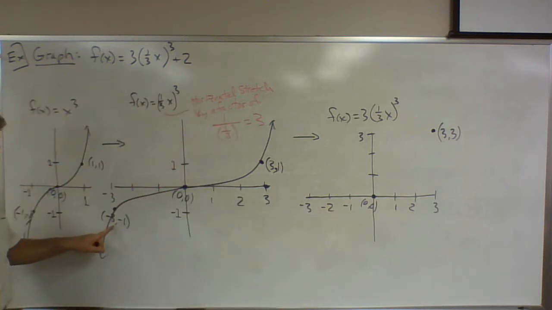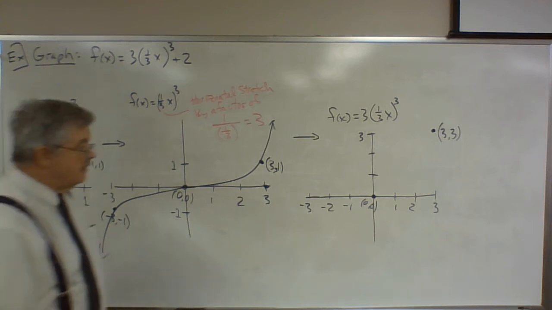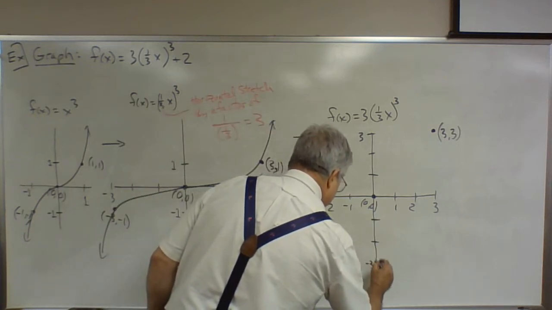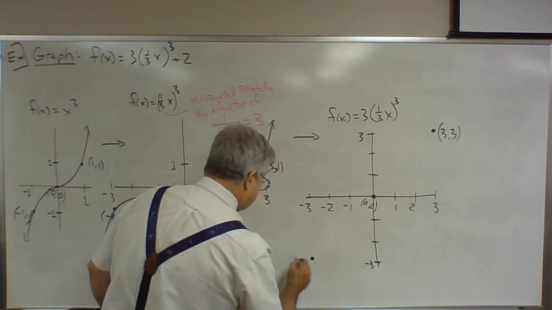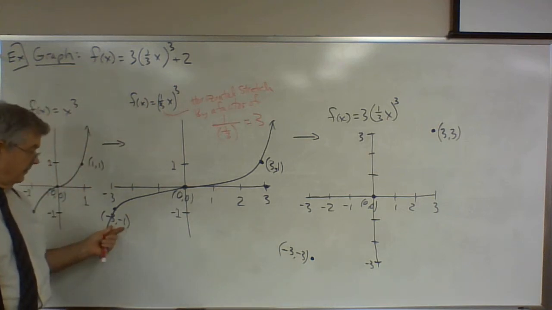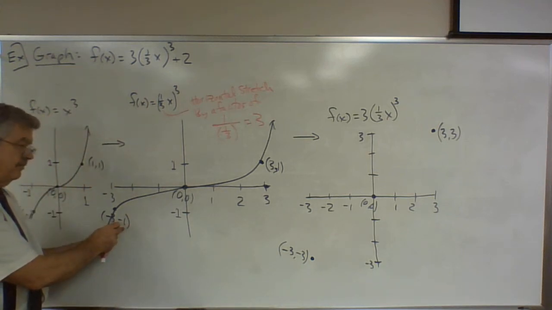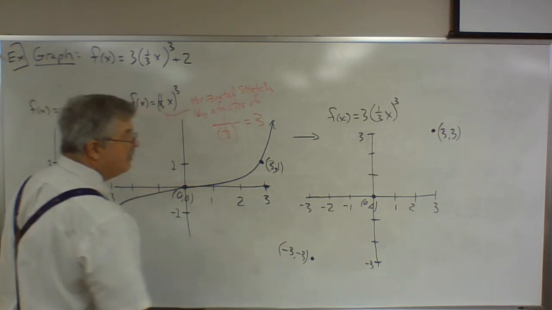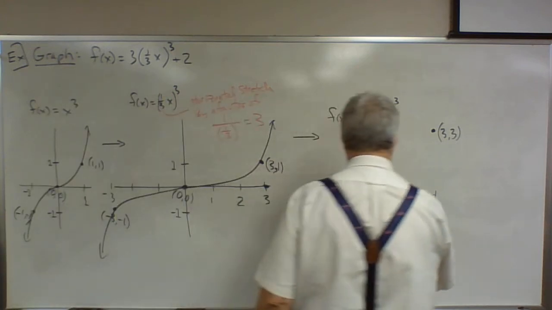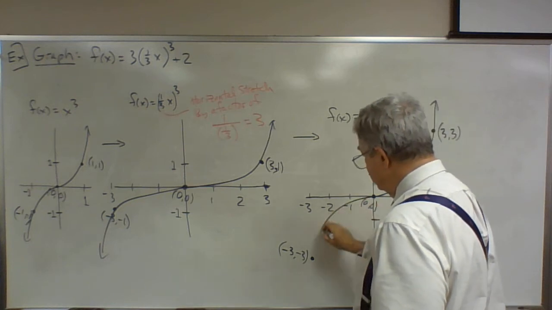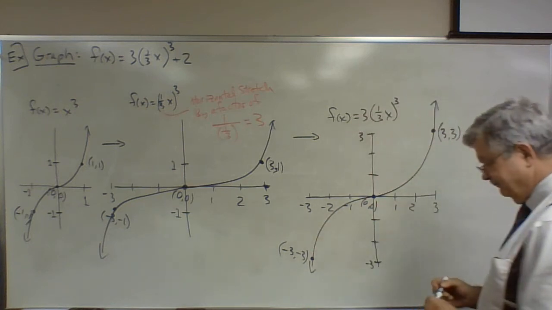And now I take this point, I multiply the y coordinate by 3. So the corresponding part on the new graph is going to be -3, -3. I took this point, stretched the y coordinate by a factor of 3 to get the corresponding point on the new graph. And I flesh out the skeleton, and there we have it.